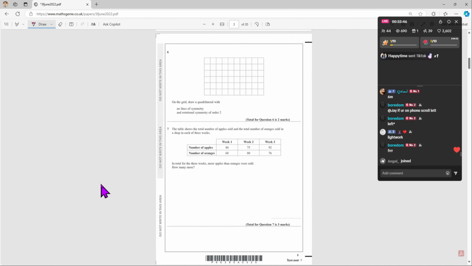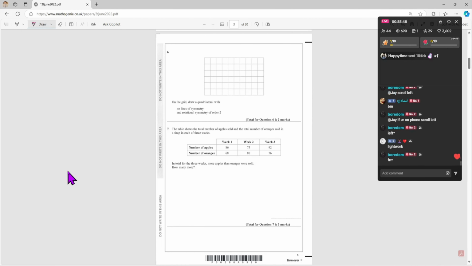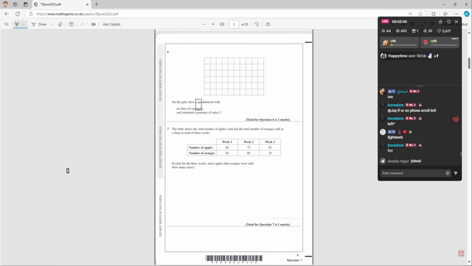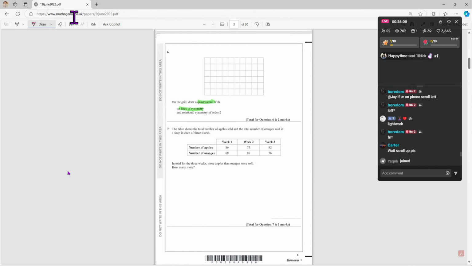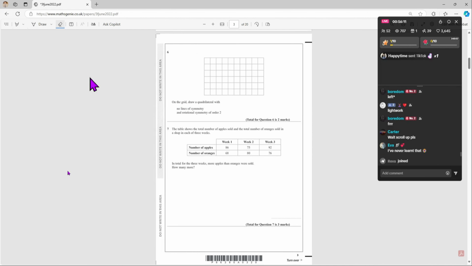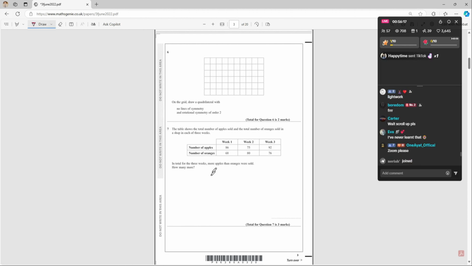On the grid, draw a quadrilateral with no lines of symmetry, and rotational symmetry of order 2. So in the chat, what do you think will be the shape? It's a quadrilateral, and it has no lines of symmetry, and has rotational symmetry of order 2.